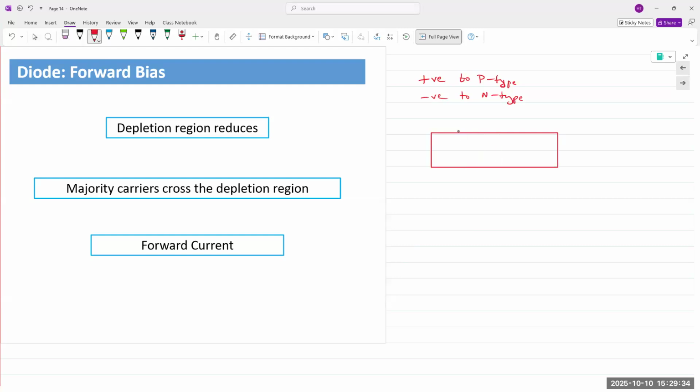Anyway, so what happens? Let's just draw it out. Okay, that's too far apart. Let's just make it closer. Somebody on Zoom, please send a message. Thank you.